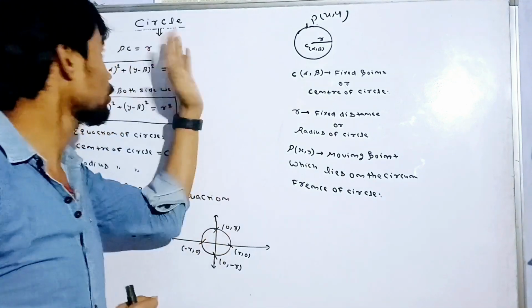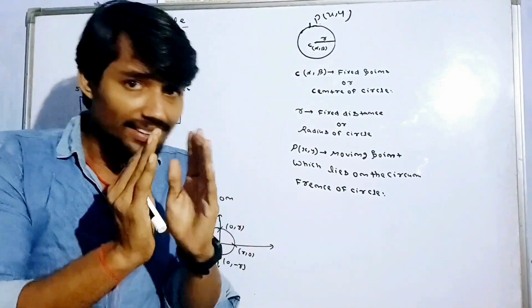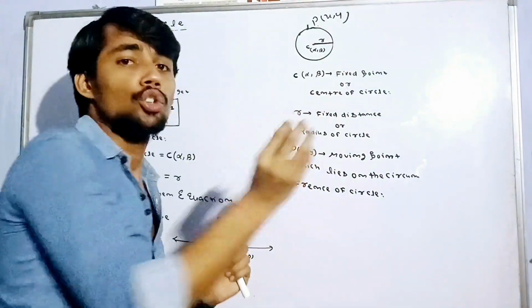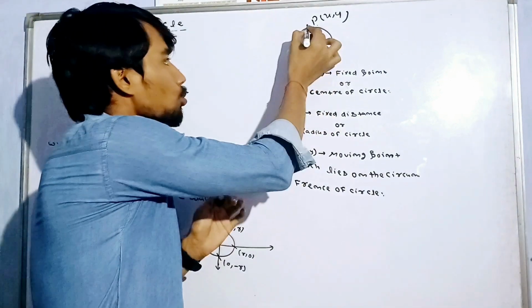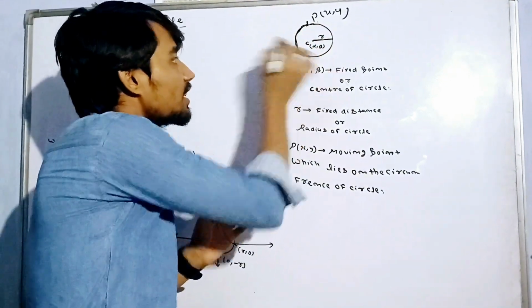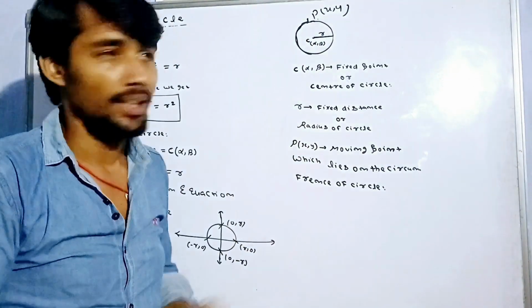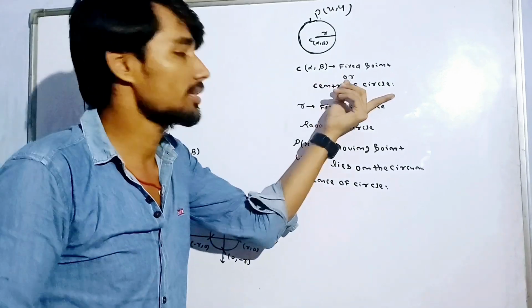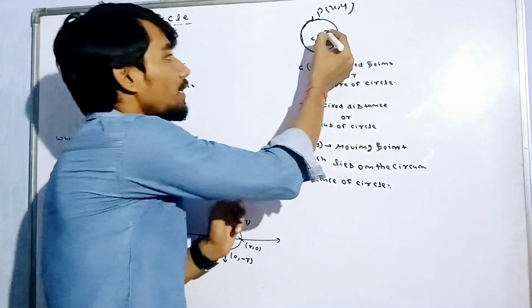What is a circle? The definition of a circle says that the circle is a locus of a point which moves in a plane such that its distance from a fixed point is constant. That fixed point is called the center of the circle, and that fixed distance is called the radius of the circle.